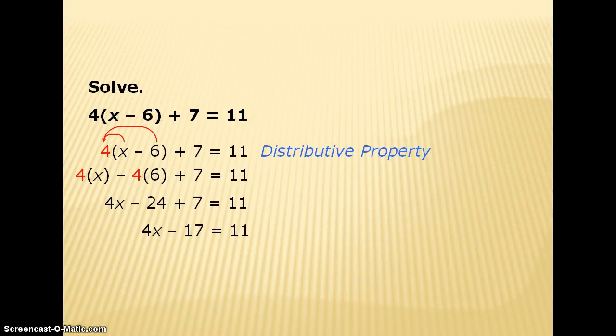When we look a little bit closer, as we see to combine like terms, we have a negative 24 and a positive 7. We're adding these as separate terms. So 24 negatives plus 7 positives would cancel out to give us a negative 17. So don't think of it as a minus 17, think of it as a negative 17. When we go to solve, we'd add 17 to both sides. 4x equals 28, divide by 4, x equals 7.